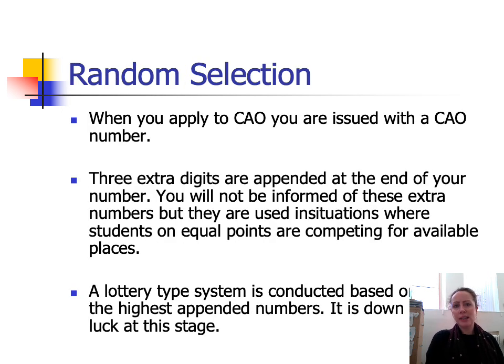So when you apply to CAO, you're issued with a CAO number. There are 3 extra digits appended at the end of the number. You're not informed of this, but these are used when there are a number of students competing for available places. And this is called random selection. And this is where you see there's a star beside the number of points. So what happens there is that if there are 5 applicants with identical point score competing for 1 remaining place, random number selection applies and the place will be offered to the applicant with the highest random number. It is down to pure luck at this stage.